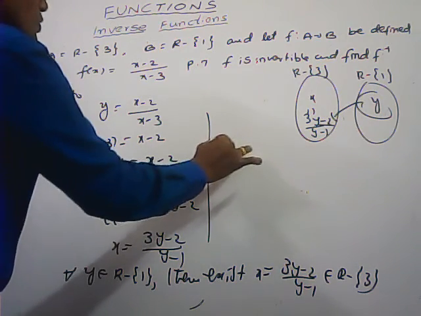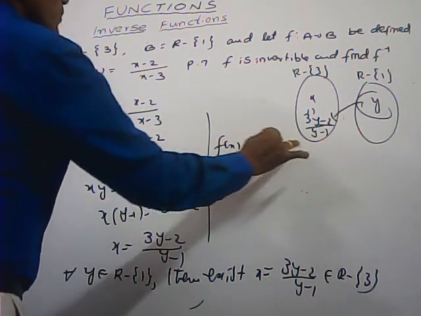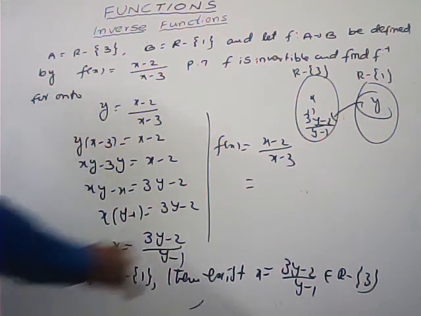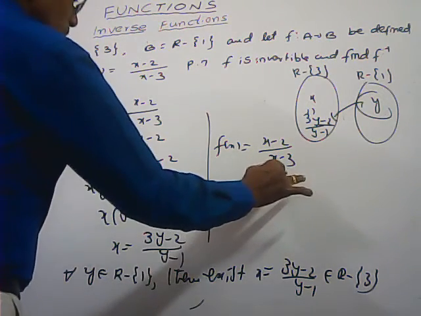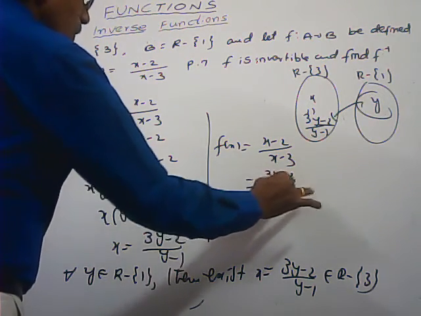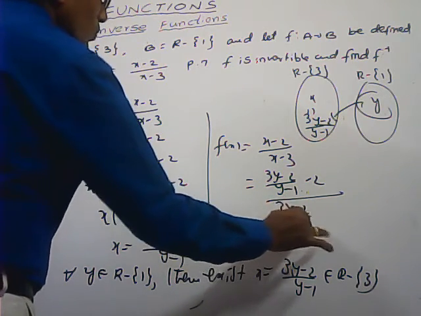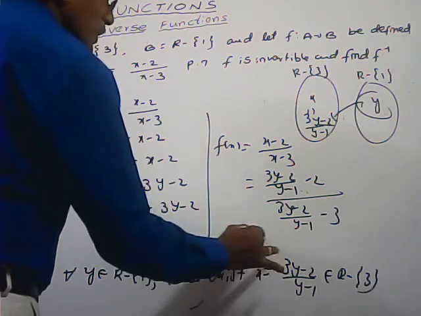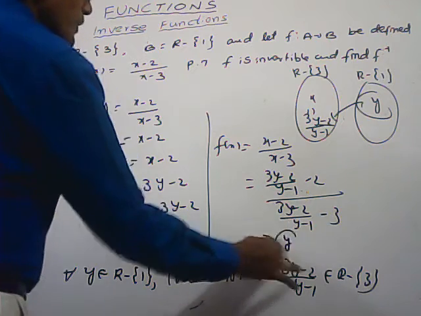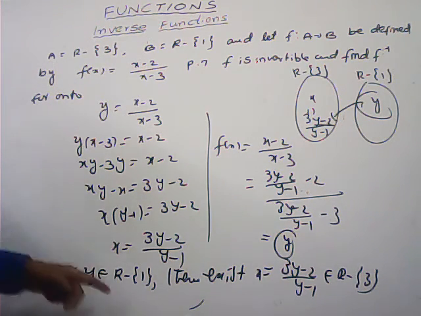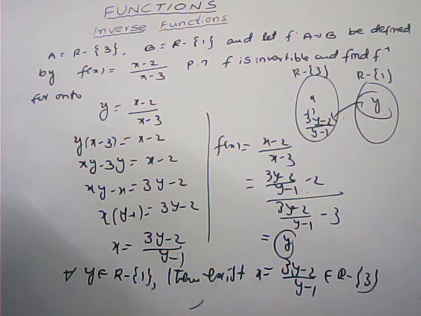F of x equals to, what is given f of x? (x minus 2) by (x minus 3). Here we got x value (3y minus 2) by (y minus 1), so we substitute: [(3y minus 2) by (y minus 1) minus 2] by [(3y minus 2) by (y minus 1) minus 3]. And simplify this one, we can get y only. For every y belongs to B, there exists an element x belongs to A, such that f of x equals to y. Therefore, the given function is onto.